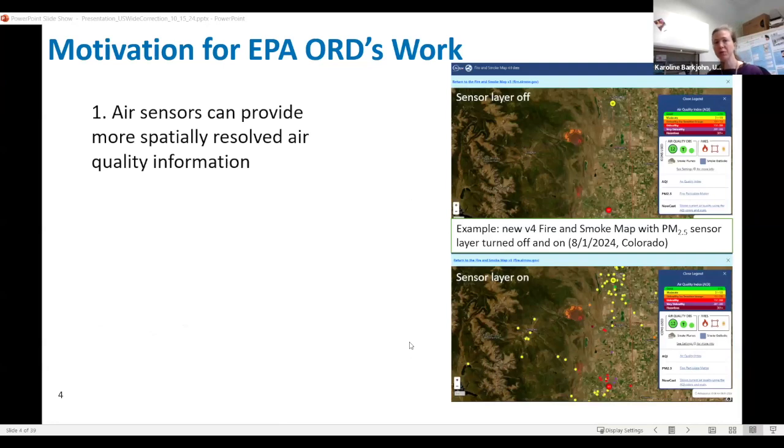So I want to start with just a little motivation for our work. As many of y'all probably know, air sensors can really provide more spatially resolved air quality information. Here's an example from the fire and smoke map, where you can see a part of Colorado with just a couple of air monitors. Even though we have a lot of regulatory monitors in the US, there are still places where it would be good to get more data, especially in areas with mountains or sources where the concentrations can change very quickly. Here you can see additional sensors filling in gaps on the bottom map.